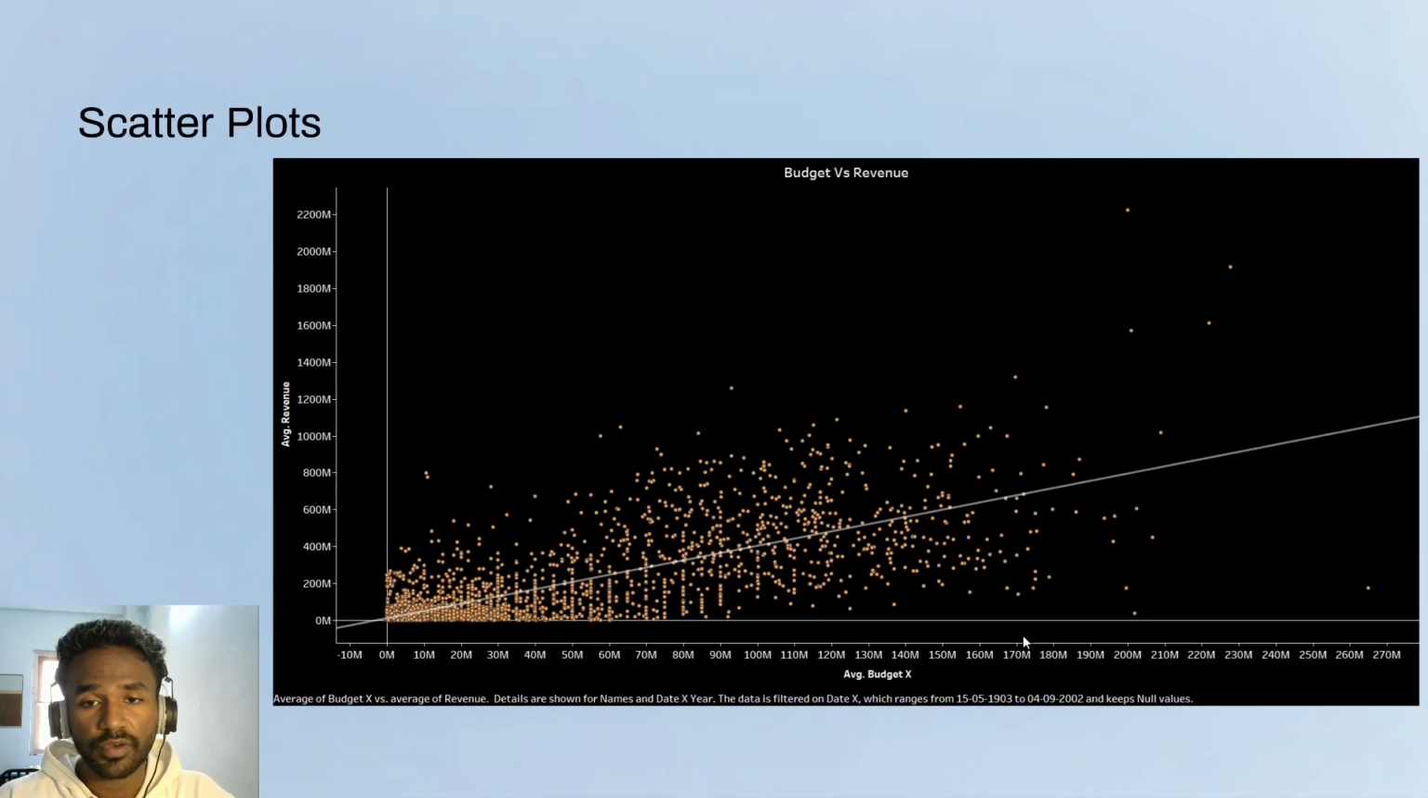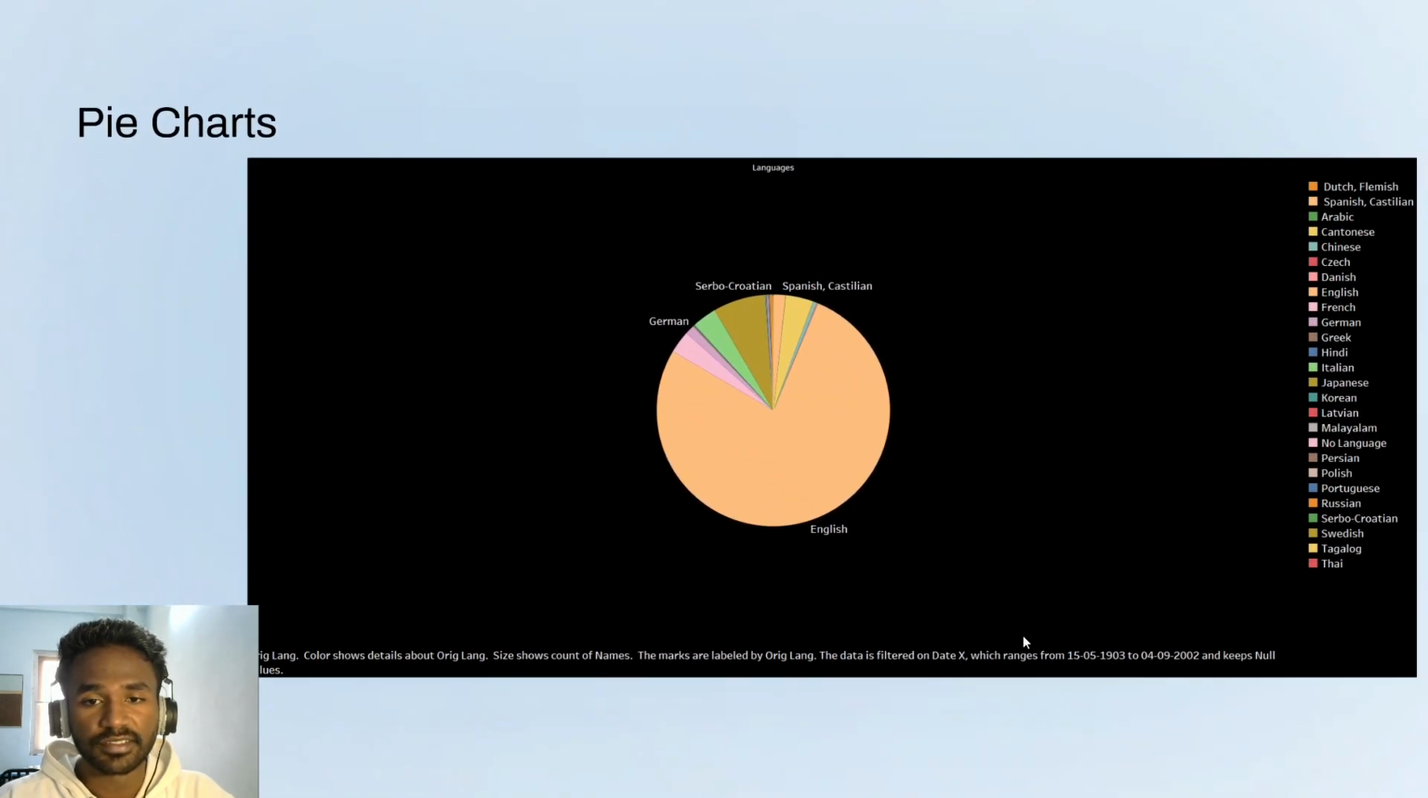Now, to answer the question whether there is correlation between the budget and the revenue of a movie, we have used scatter plots. This scatter plot helps us visualize the correlation. While some high-budget movies do achieve high revenue, others don't necessarily follow suit. This suggests other factors may also influence a film's financial performance. Finally, to understand the language-wise distribution of the movies, pie charts have been used. We can see that most of the movies in this dataset are made in English.